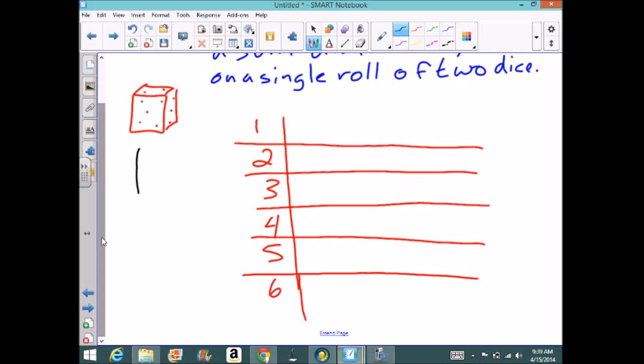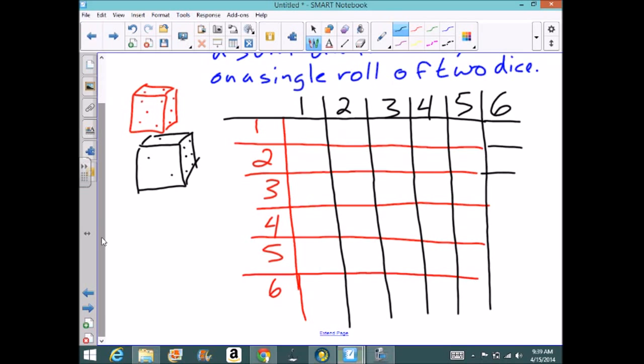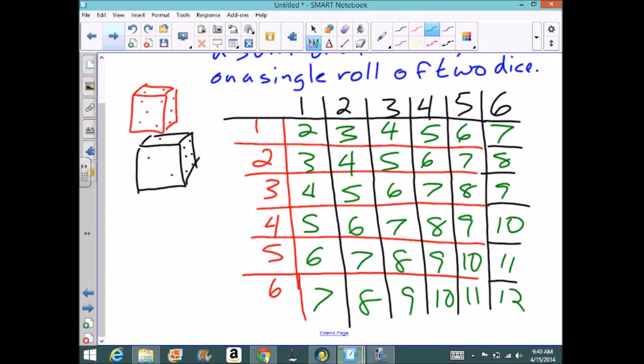So on the first die, I can roll 1, 2, 3, 4, 5, 6. On the second die, I can roll 1, 2, 3, 4, 5, 6. If I make a chart like this and then I add the sums, 1 plus 1 is 2, 1 plus 2 is 3, and so on and so forth. In the grid, I'm just going to fill out the sums of the 2 dice.